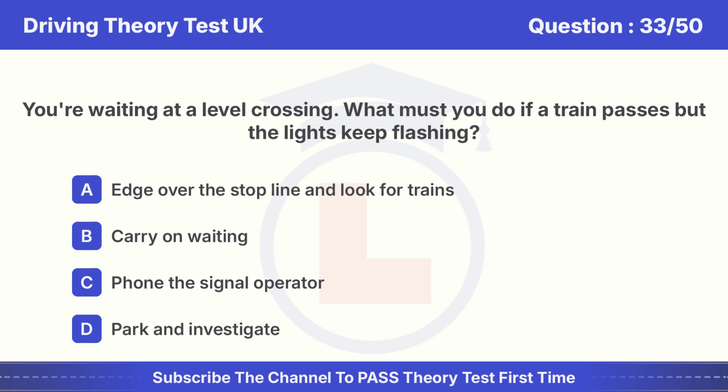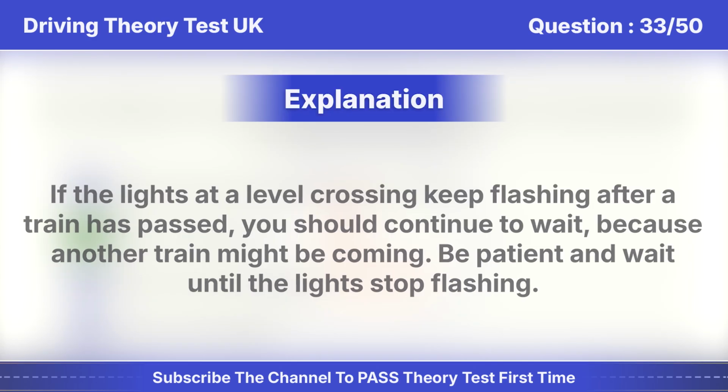Question 33. You're waiting at a level crossing. What must you do if a train passes but the lights keep flashing? Answer is B. Carry on waiting. If the lights at a level crossing keep flashing after a train has passed, you should continue to wait, because another train might be coming. Be patient and wait until the lights stop flashing.